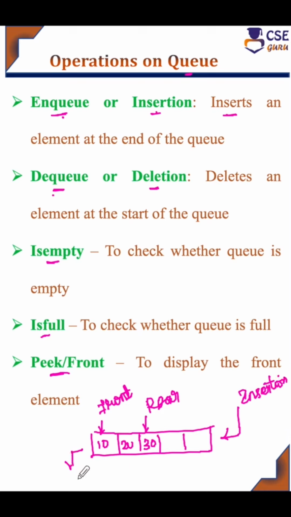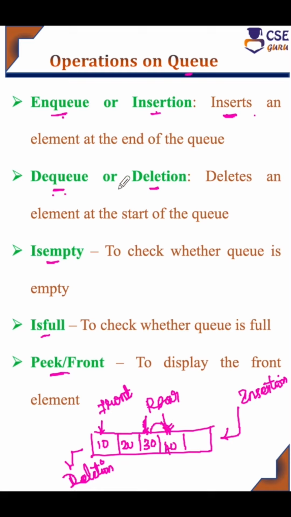DQ or deletion happens at the front position. So if you want to insert a new element, just increment the rear position by 1. Now rear will point to this memory location, and place the element.